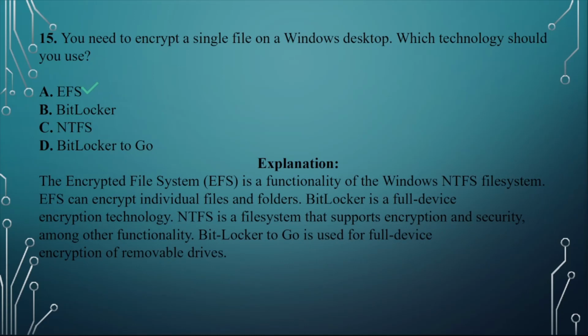EFS stands for Encrypted File System. It's a functionality of the Windows NTFS file system. It can encrypt individual files and folders. BitLocker is a full device encryption technology. NTFS is a file system that supports encryption and security. BitLocker to Go is used for full device encryption for mobile drives.